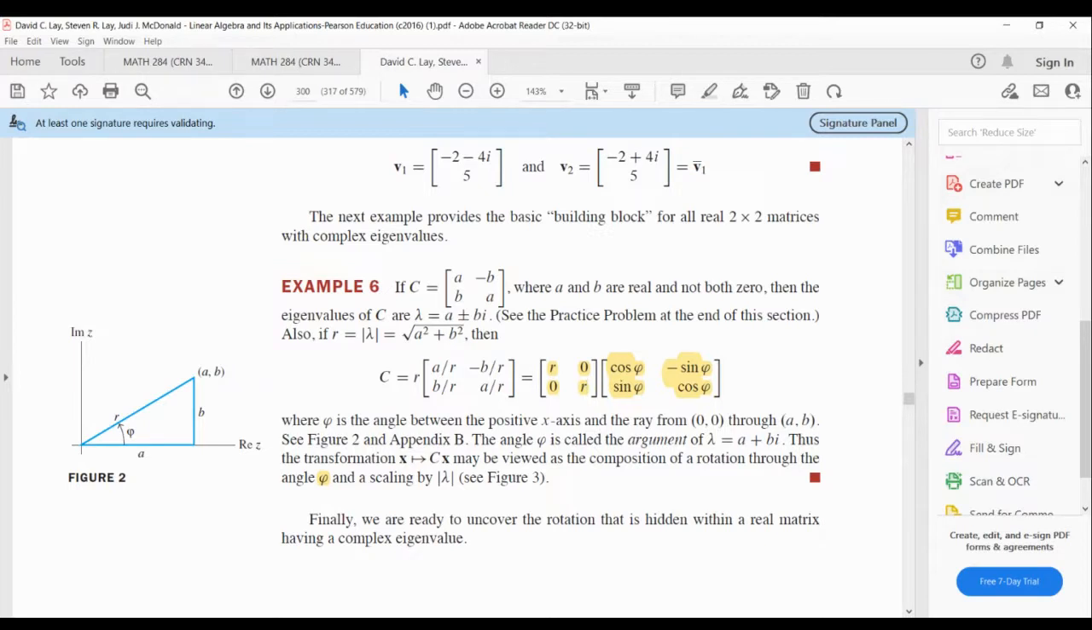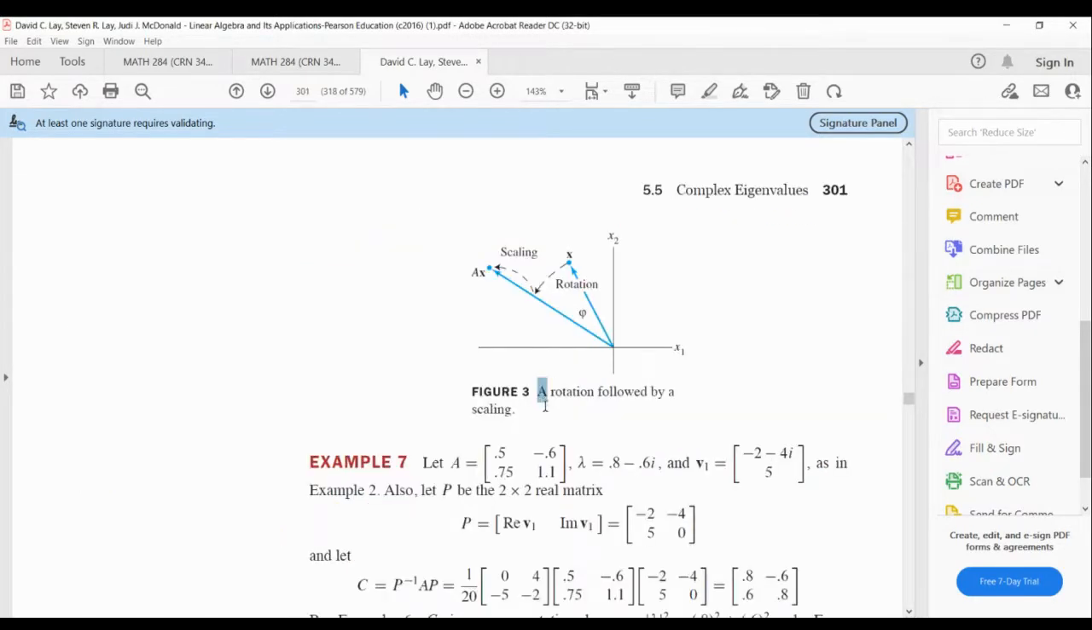Okay, so the matrix with complex eigenvalues is a composition of two transformations. First being the rotation, and then the scaling. Effectively, this is what's going on. And they have here in Figure 3, they mention a rotation followed by a scaling. You see that? It's really quite beautiful.